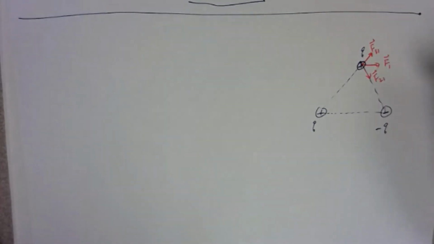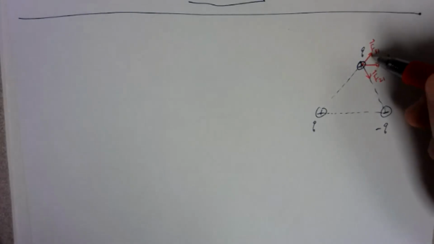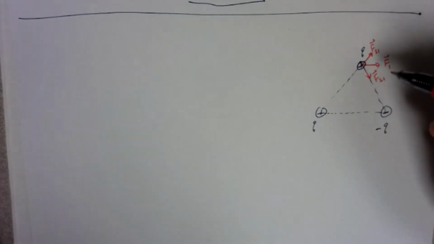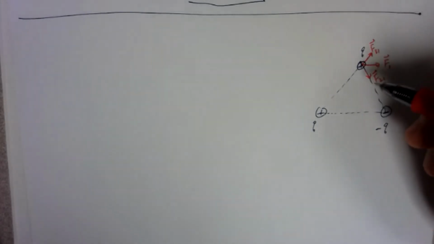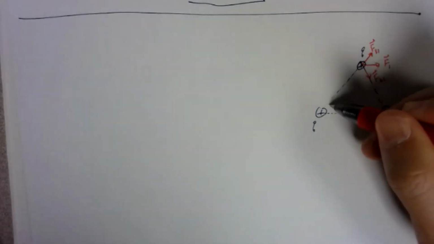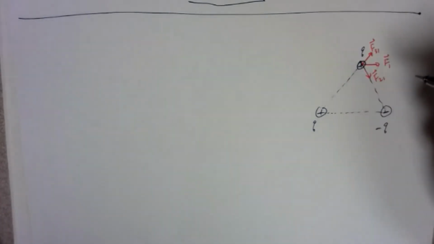For an equilateral triangle, you can see from the geometry that these two are the same as each other. So for the angles here, this one would be 60 degrees, and this will be 60 degrees, okay? And this one will be 120.